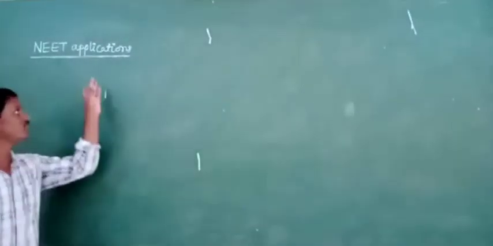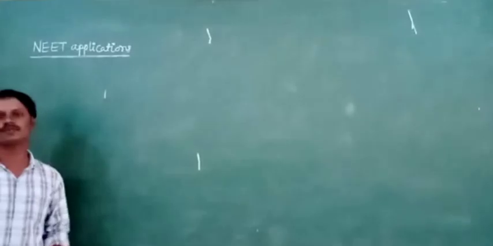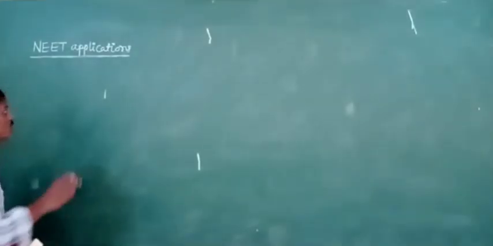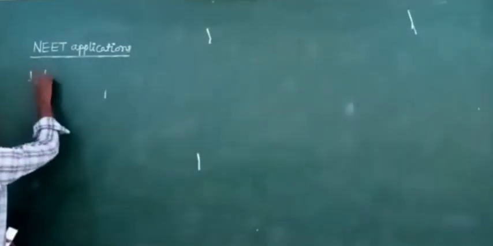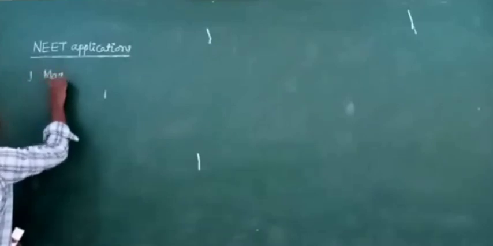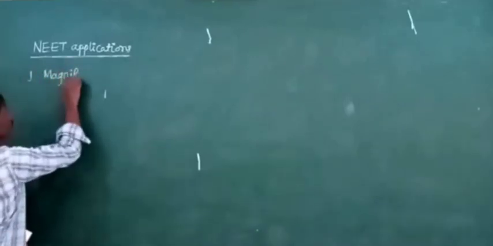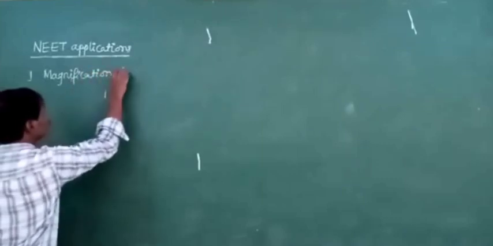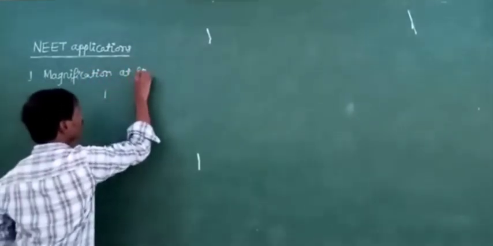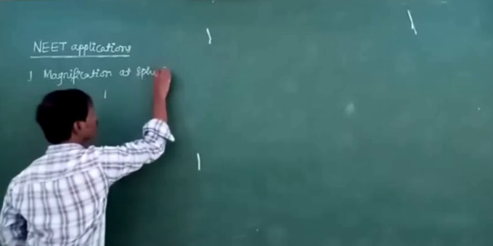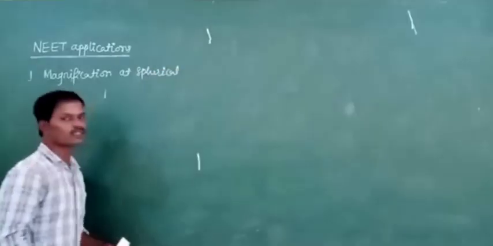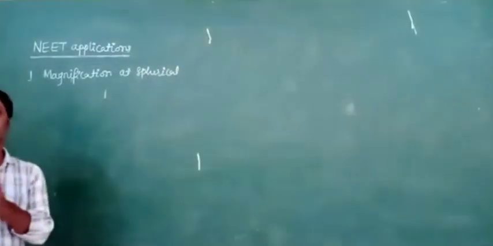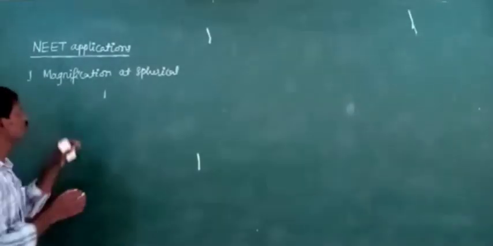Let's discuss some neat applications related to spherical refracting surface. So the first application: magnification at a spherical refracting surface. Already you know what we mean by magnification. Magnification is nothing but the comparison of the size of the image to the size of the object.